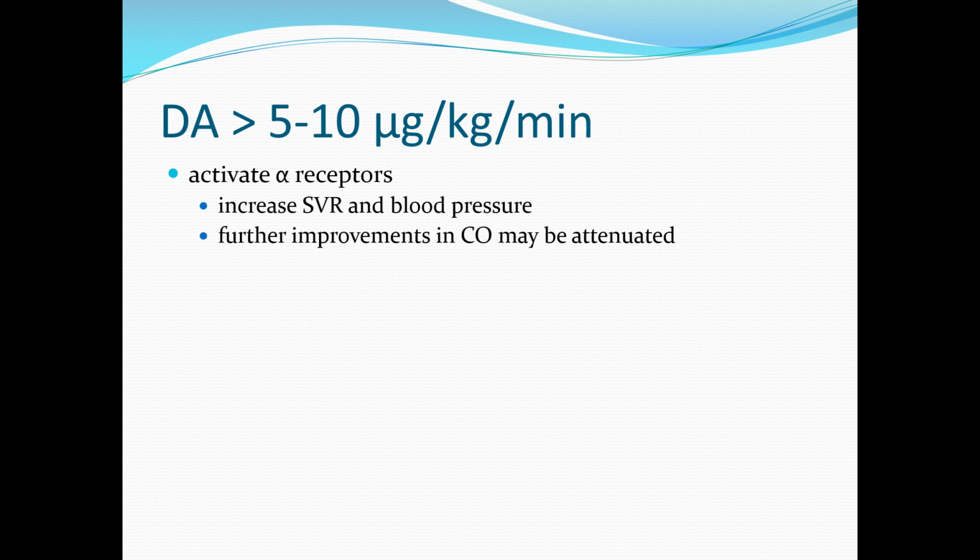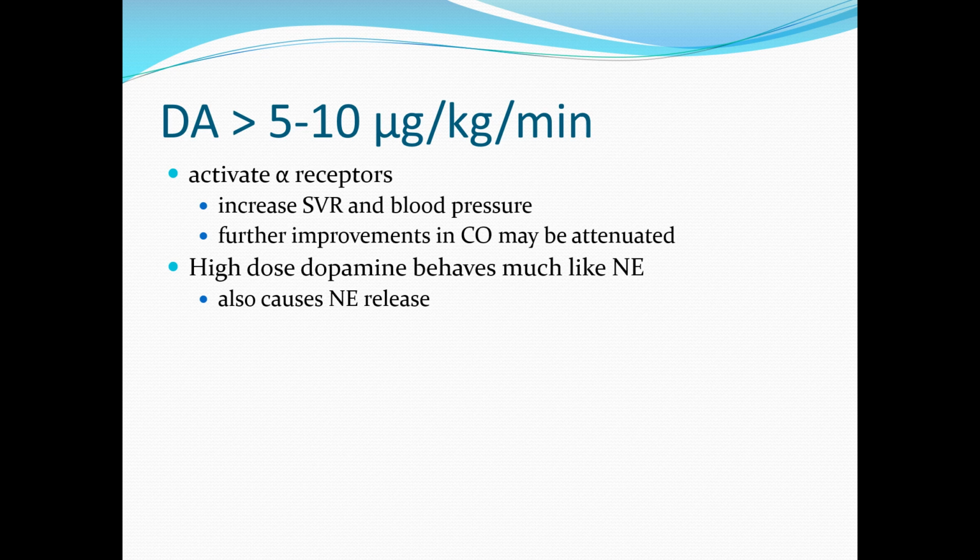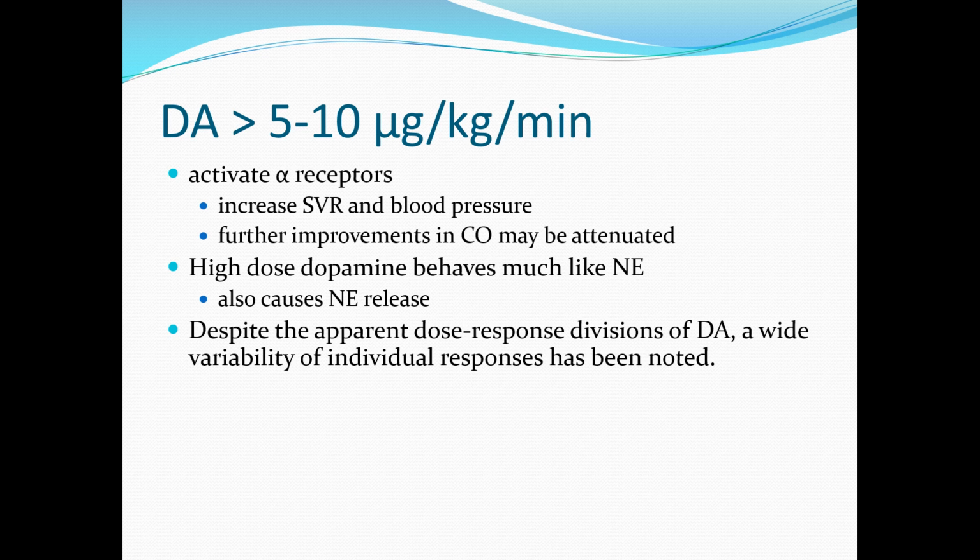Now, at doses of more than 5 to 10 mic per kilo per minute, you begin to activate alpha receptors. I think on the last slide I said alpha, I meant dopamine for the low doses. But when you get more than 5 mic per kilo, you begin to get alpha receptors. And then you have increased SVR and blood pressure. Further increase in cardiac output may be attenuated at this point because of increased afterload. High-dose dopamine behaves very much like norepinephrine. It also causes norepinephrine release. And despite the apparent dose-response divisions of dopamine, a wide variability of individual responses has been noted. That's why I said at least theoretically, because clinically this doesn't fit the picture.